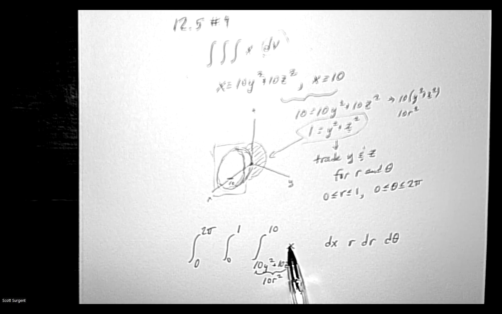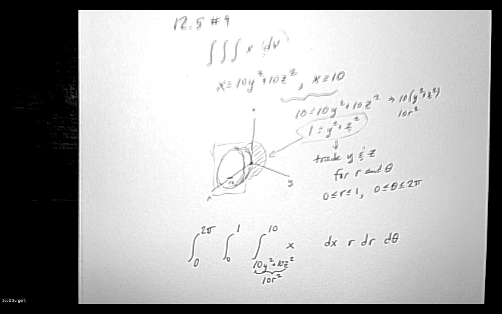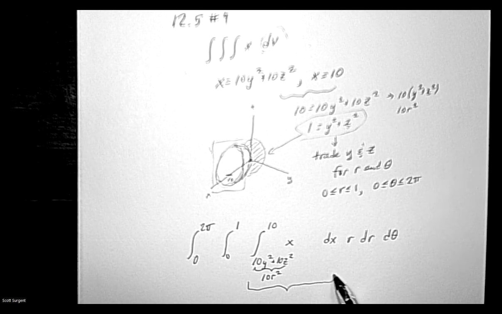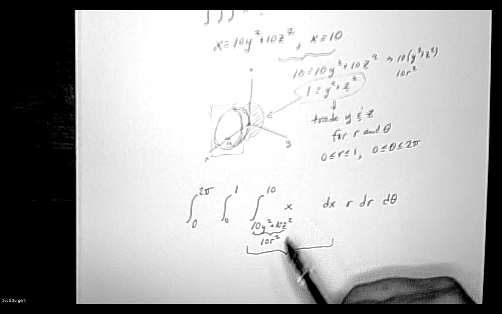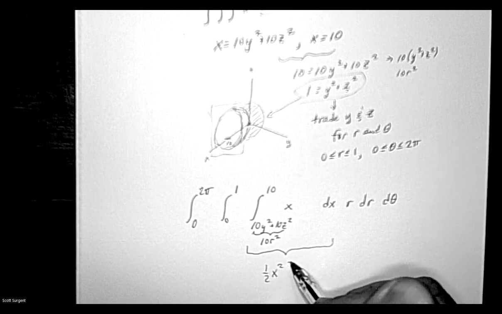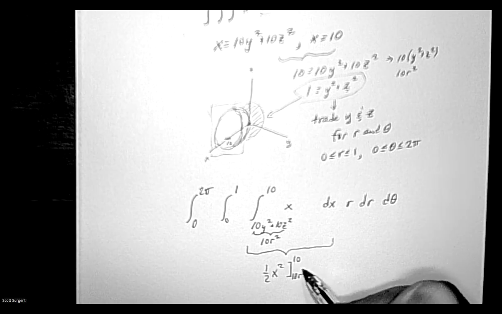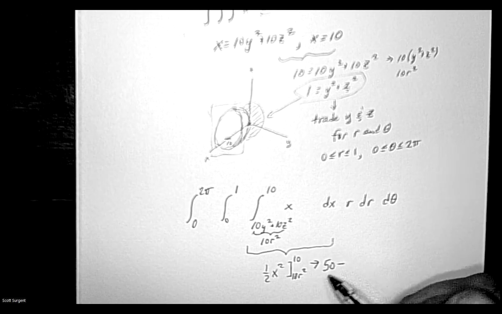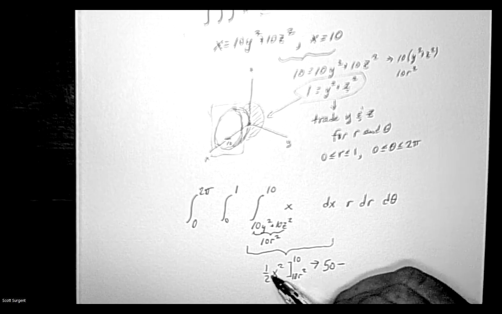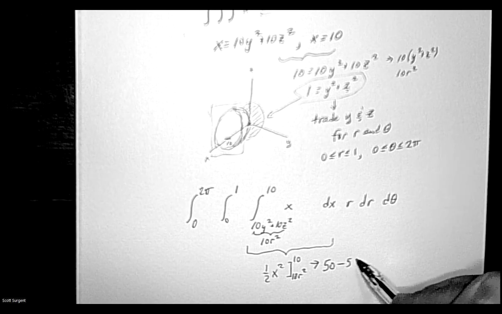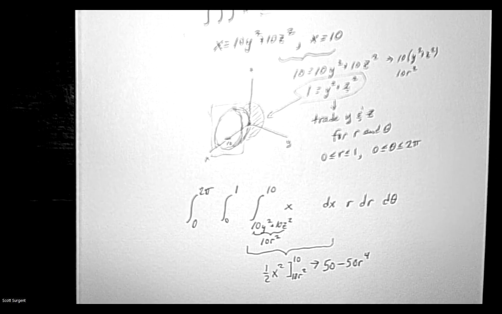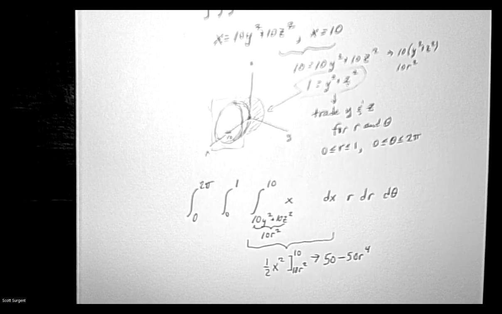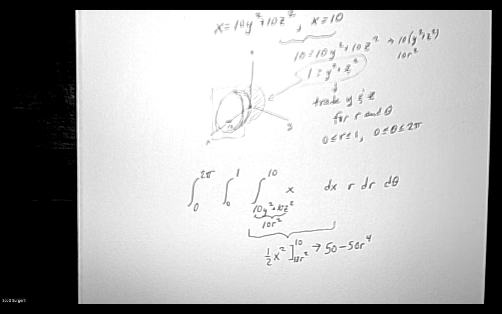You're going to integrate the x as usual, 1 half x squared. And you're plugging in 10 and 10r squared. When you plug in 10, you get 100 over 2 is 50. When you plug in 10r squared, you get 150 r to the fourth. We're done with the x part. We're done with the inside integral. And again, I'll pause here for any questions. Does that make sense?